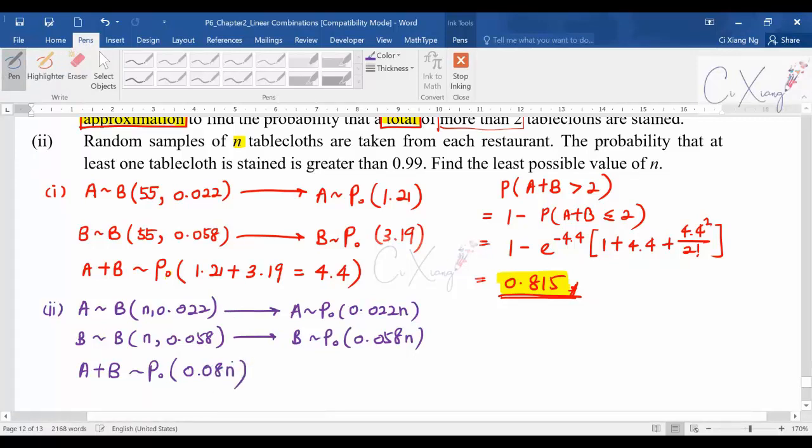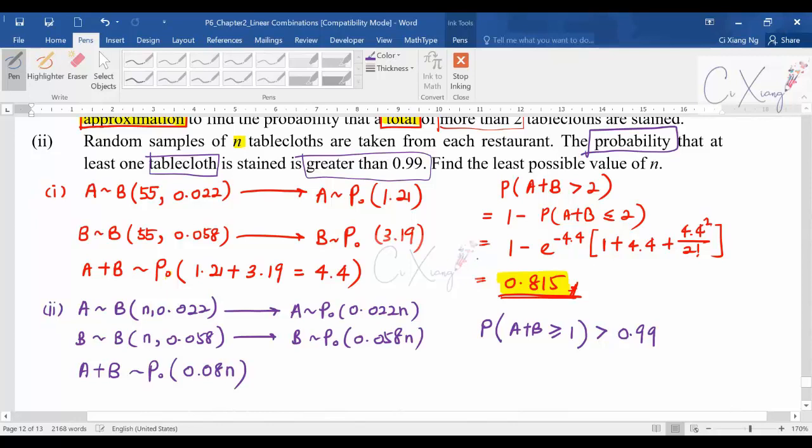Okay, n, but I don't know why it's the n. So to find the n, what they tell you is the probability. You write out the probability that the number of tablecloth, which means A plus B, because they didn't specify whether it is from A or B, is at least one. At least one means more than or equal to 1, and this whole probability is greater than 0.99. So I'm showing you how I translate the sentence into the symbol slowly.